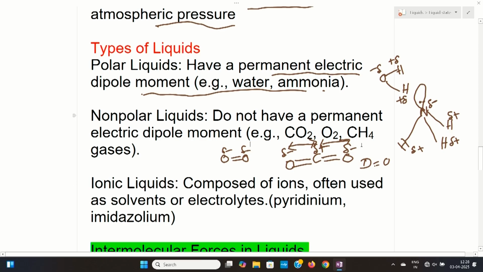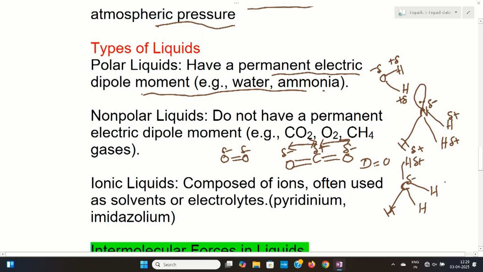Then here we have methane gas. Methane has a tetrahedral structure, and here we have four hydrogens. This carbon has a partial negative charge, because compared to hydrogen, carbon is electronegative, and each hydrogen has a partial positive charge.